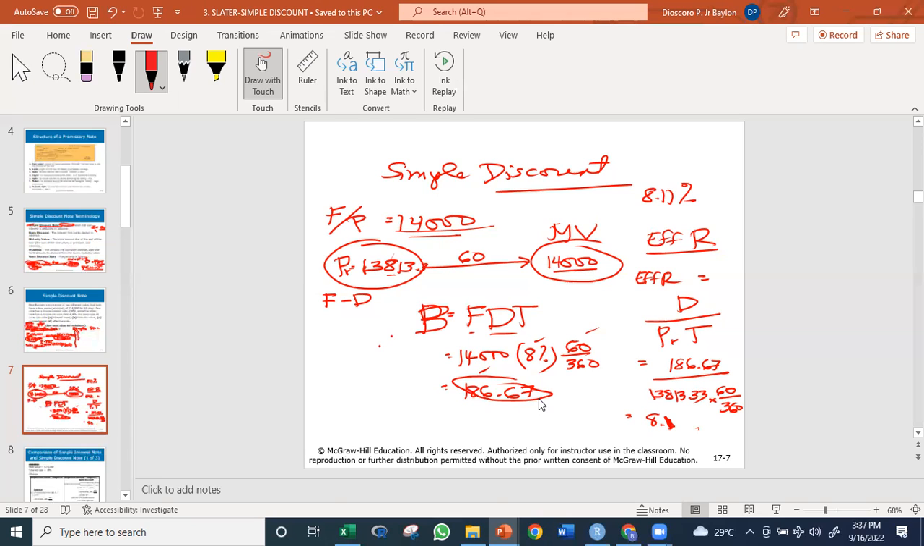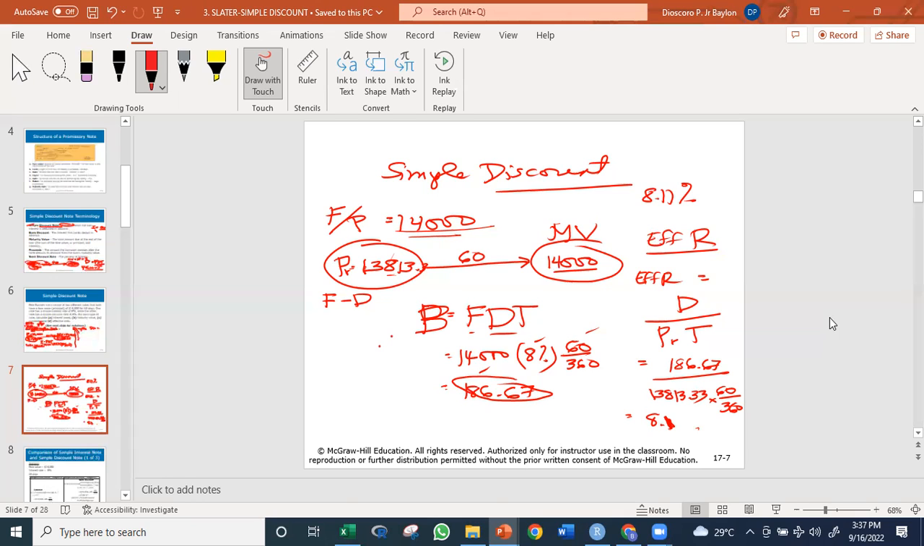So instead of 0.66, 67, could you use 186.6666666? Or if you have a scientific calculator, it can be 186 and 2/3. Let's try to see if we still get 8.11 because of rounding off. I think that's the main difference.